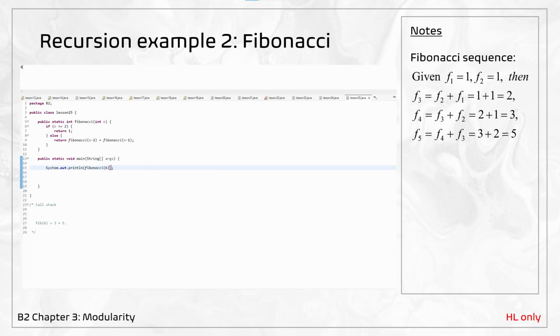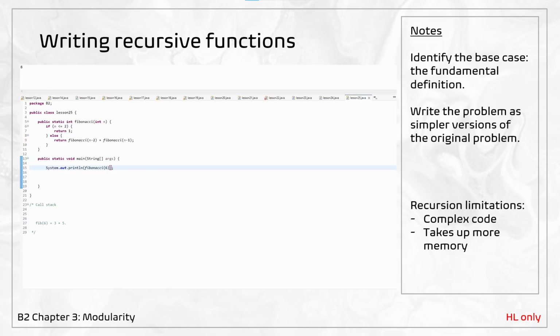There we go. When writing recursive algorithms, try doing these two things before writing any code. First, try identifying the base case. This is a fundamental definition for your problem. For example, in factorials, the fundamental definition is that 1 factorial equals 1, and in Fibonacci, it's that the first and second terms are 1. Then, try writing the problem in terms of simpler versions of the problem itself. For example, 4 factorial can be written as 4 times 3 factorial, and 3 factorial can be written as 3 times 2 factorial, and so on.